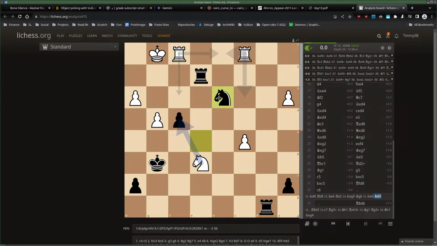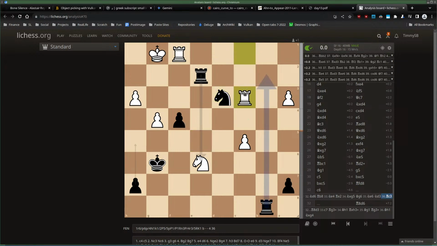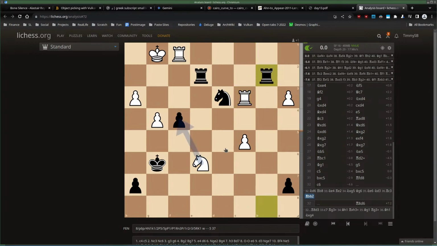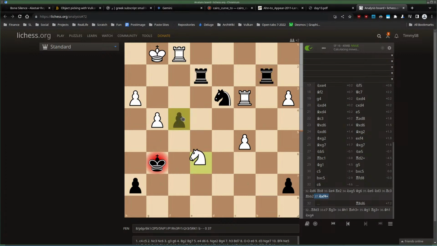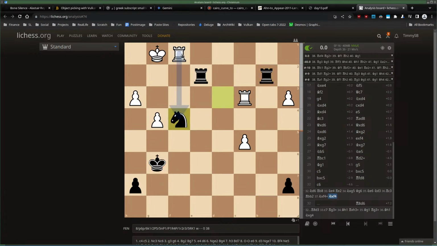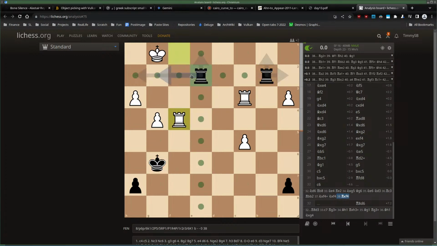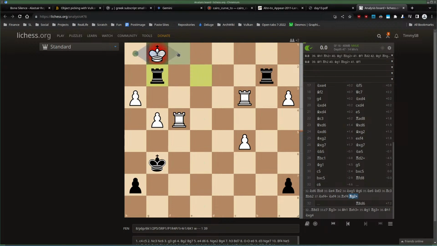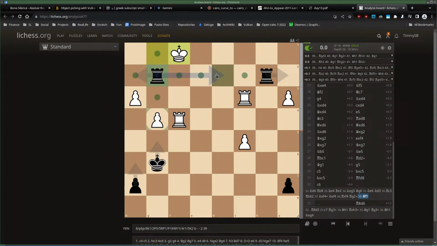I can't take the rook. Can't take it. So he wins another pawn. Let me see what happens. It's not even the best move. This is a better move here. And then I threaten infinite check here. Well, that's obvious. So I do this and now.